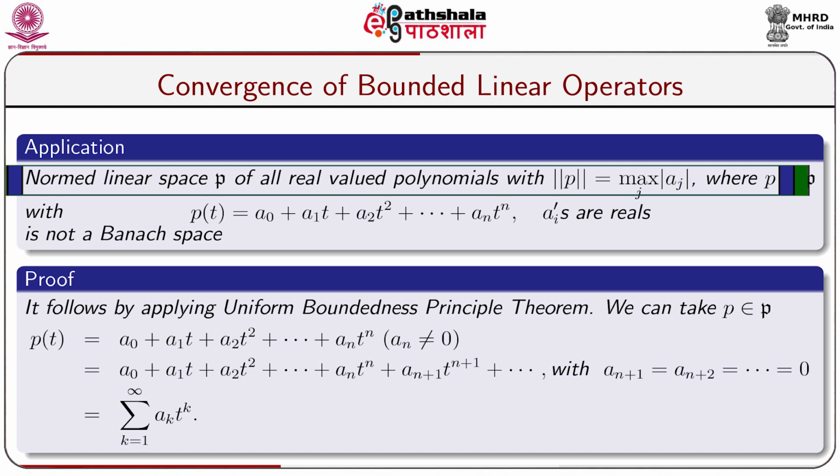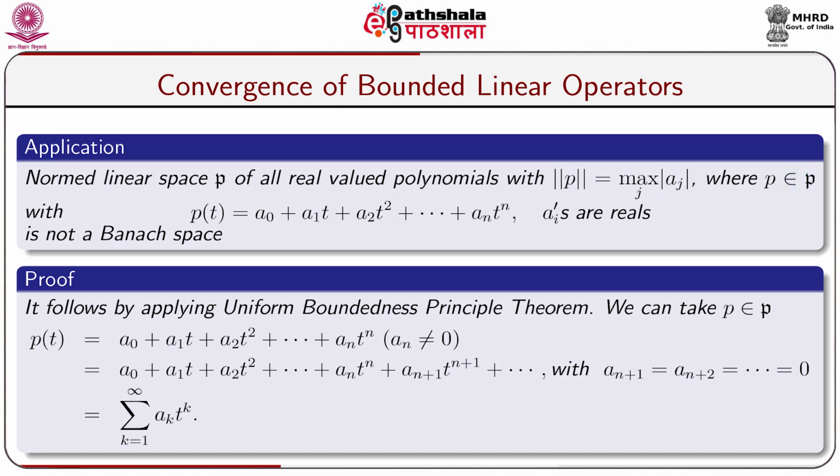The normed linear space curly P of all real valued polynomials with norm of P equal to the maximum of modulus of Aj, where the maximum is taken over j, where P is taken from the collection of all polynomials, Pt equal to A0 plus A1t plus A2t square plus dot dot dot plus An t to the power n, where the Ai's are reals, is not a Banach space.